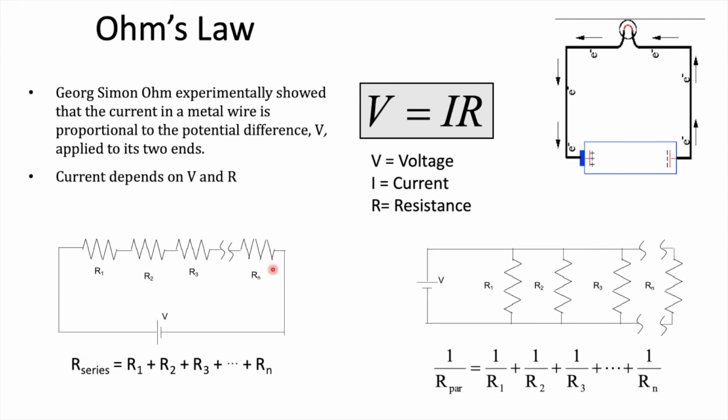We can also have resistors connected in parallel like this here, but in this case, your equivalent resistance, 1 over R equivalent or 1 over R parallel, would be 1 over R1 plus 1 over R2 and so on. These are two combinations of resistors, in series and parallel.